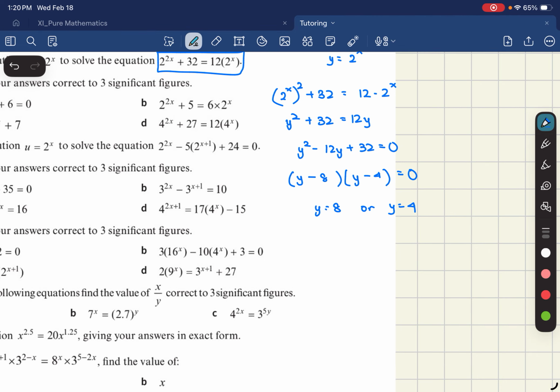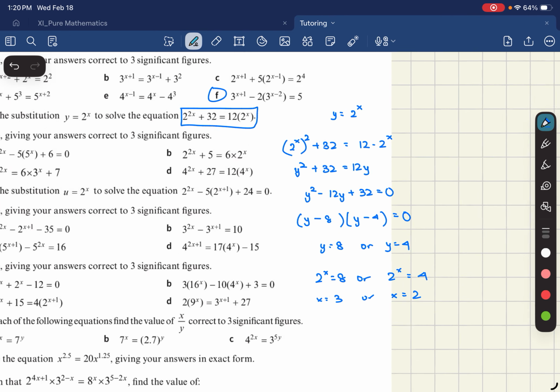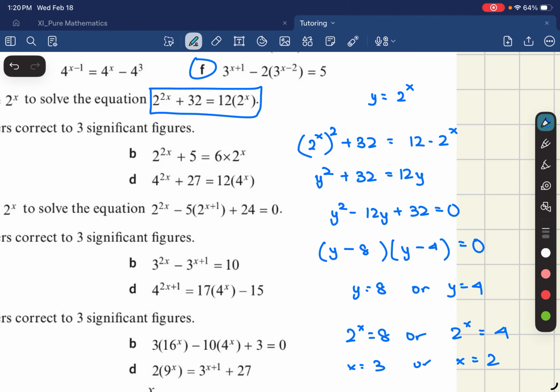So 2 to the power x is 8 or 2 to the power x is 4. And x is 3 or x is 2. And you want to take your answer and substitute back in. So if I have 2 to the power 2x plus 32, if I substitute x is equal to 3, my left-hand side is 96, and my right-hand side is 12 times 2 to the power 3, which is also 96.